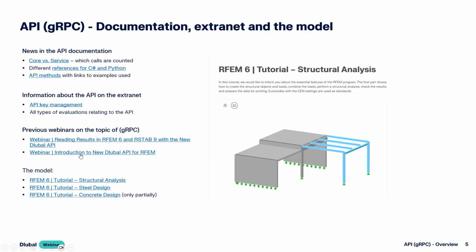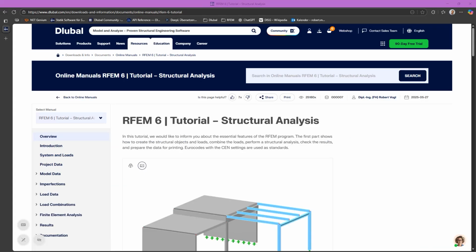Then of course we go to the model. We start with the structural analysis of this model here, which you can see on the right hand side. Then we walk through the settings of the steel design and then a little bit of the concrete design. Of course, we do all this with the API itself to make sure that you get an idea how it works. First of all, I want to get rid of the PowerPoint, and then we can start.